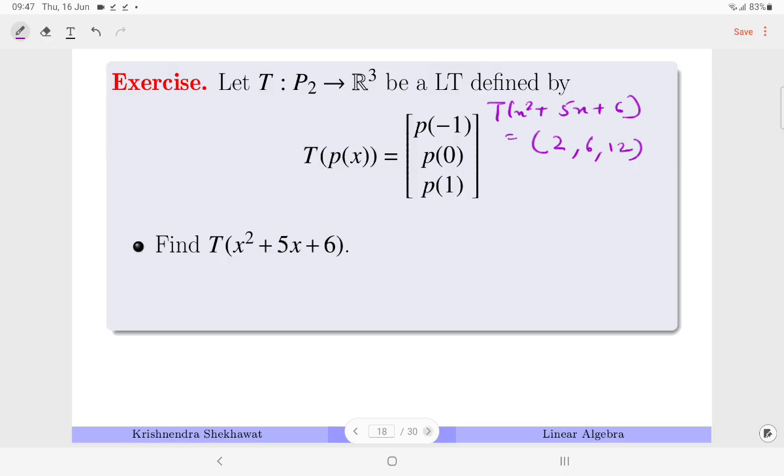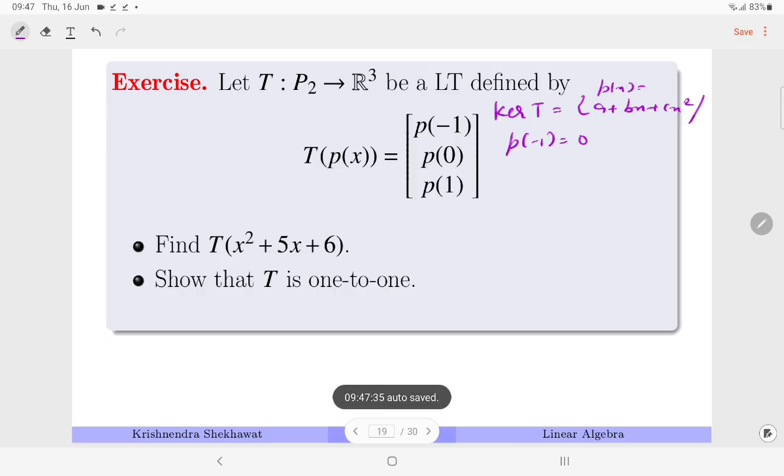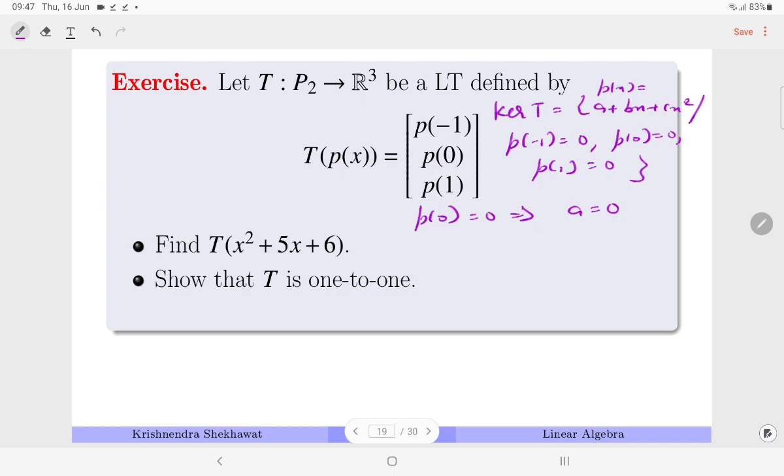Next is to show that T is 1 to 1. For this, I need to find the kernel T. So kernel T is a plus bx plus cx square, so this is my P of x, such that P of minus 1 is equal to 0, P of 0 is equal to 0 and P of 1 is equal to 0. Now P of 0 is equal to 0 gives you a is equal to 0, because you need to substitute x is equal to 0.